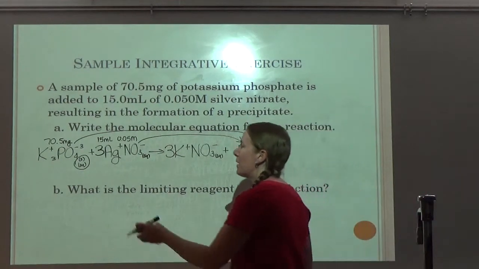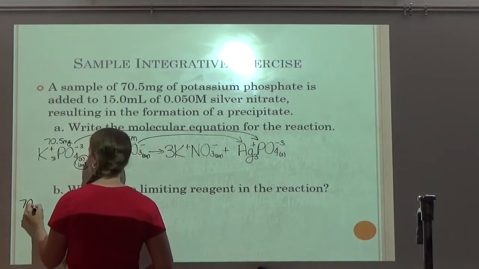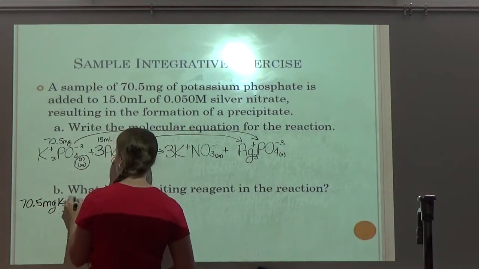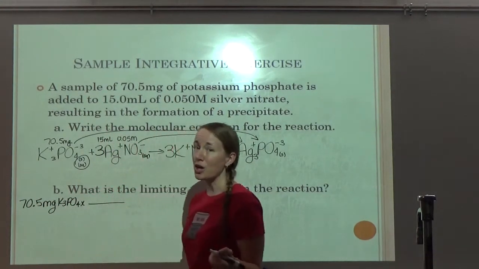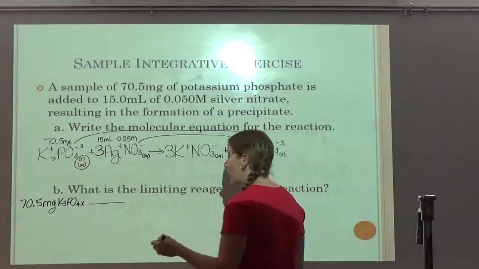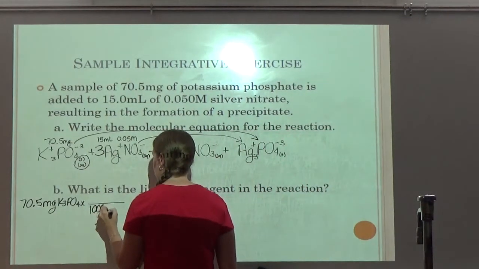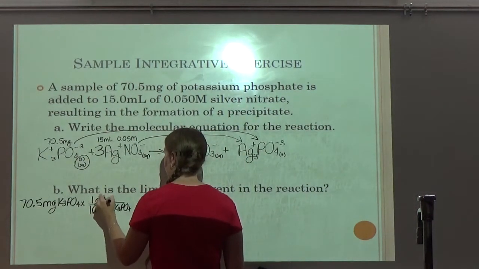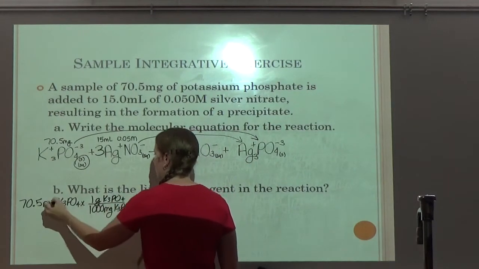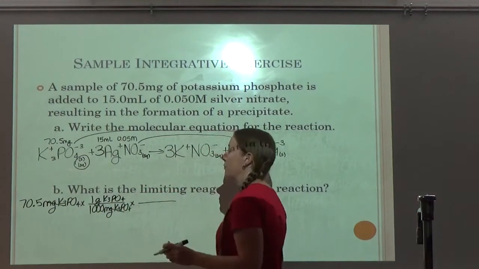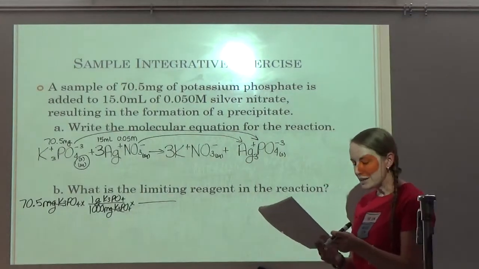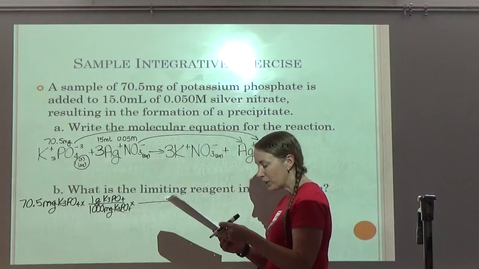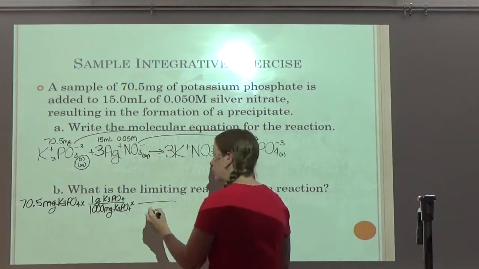All right, so I'm going to do my potassium phosphate first. The important thing to note is I have 70.5 milligrams of the potassium phosphate. I'm not starting with grams. So 1,000 milligrams equals 1 gram. So first thing is I need to get to grams. Once I get to grams, then I need to go to moles. So K3PO4, when you add that up, you should get about 212 grams.